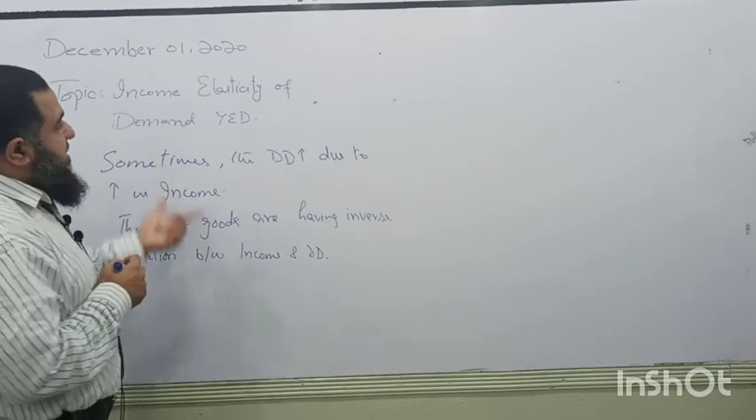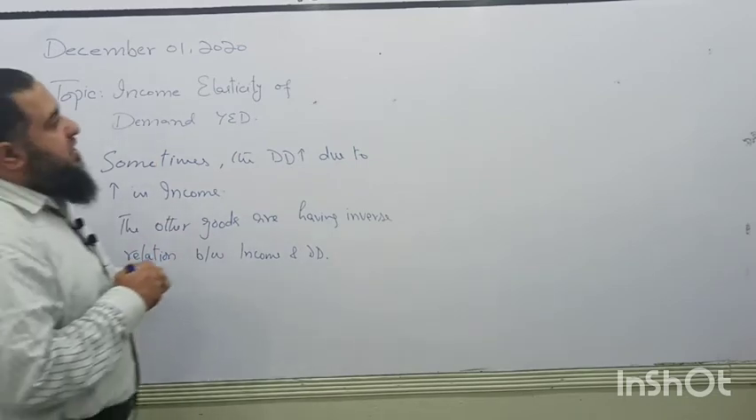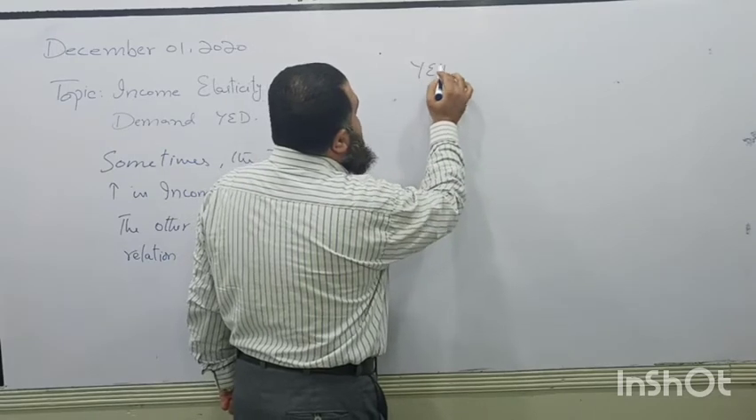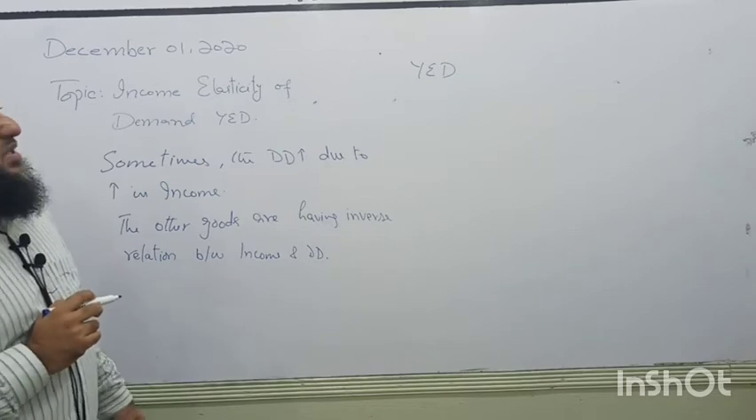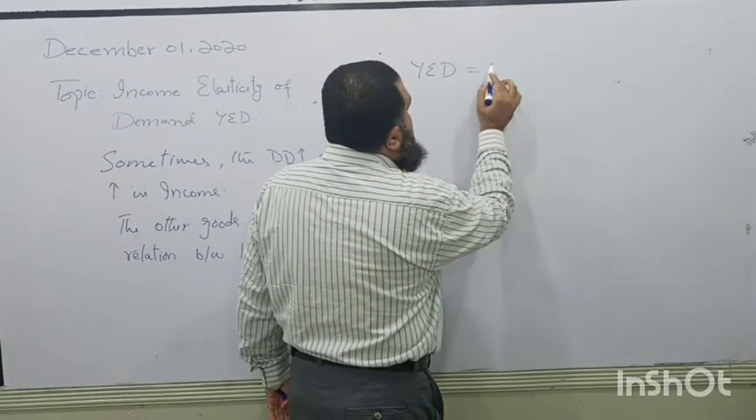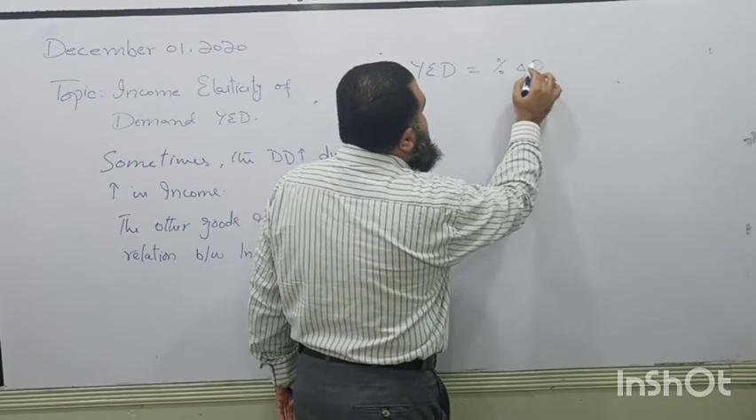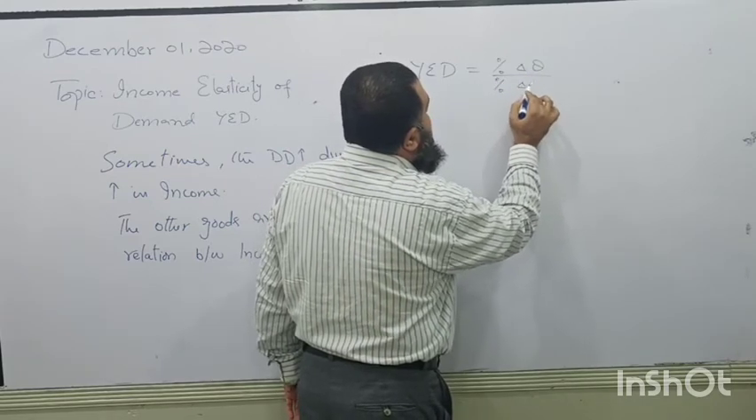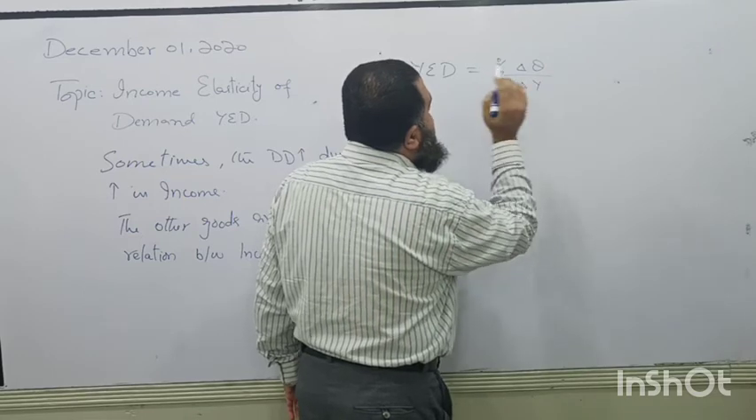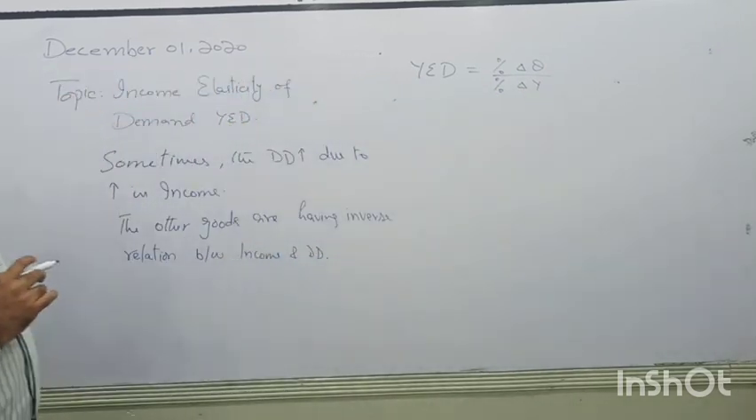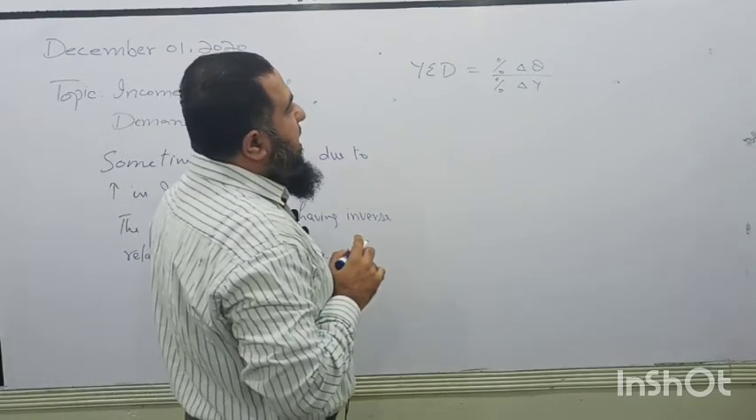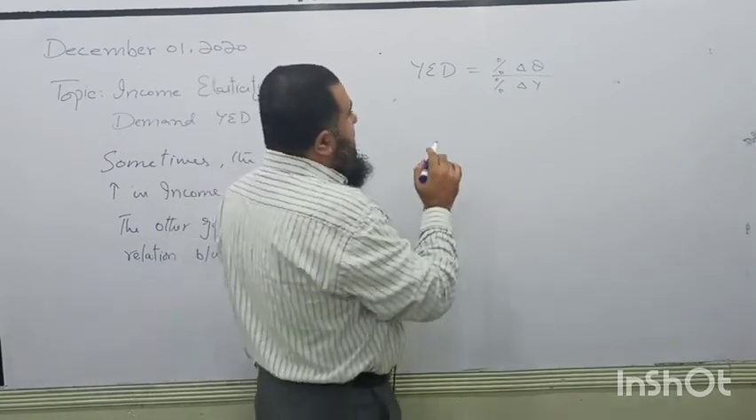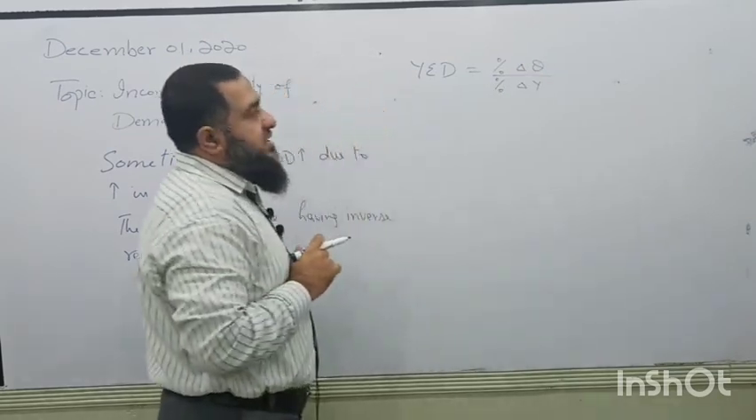So we can measure this relationship between income and demand by using the concept of income elasticity of demand. Keep it in mind, income is denoted by Y, and income elasticity of demand means the percentage change in quantity due to percentage change in income. So whenever we write income elasticity of demand, we write percentage change in quantity demanded due to percentage change in income of the consumers.